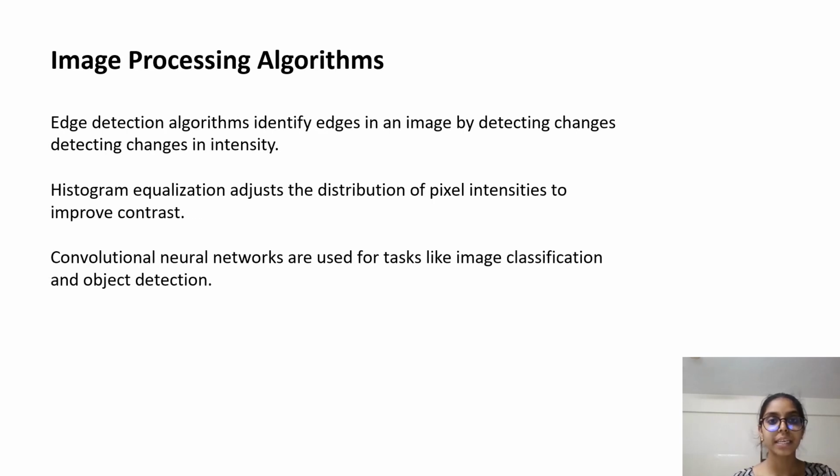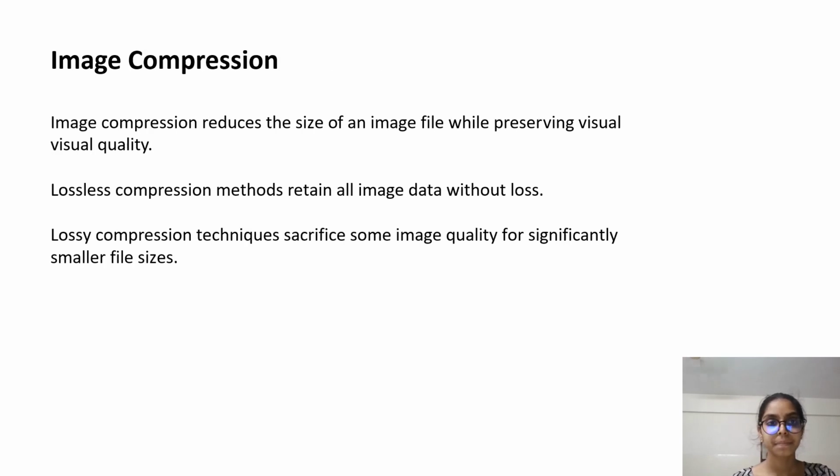Image processing algorithms. Edge detection algorithms identify edges in an image by detecting changes in intensity. Histogram equalization adjusts the distribution of pixel intensities to improve contrast. Convolutional neural networks are used for tasks like image classification and object detection.